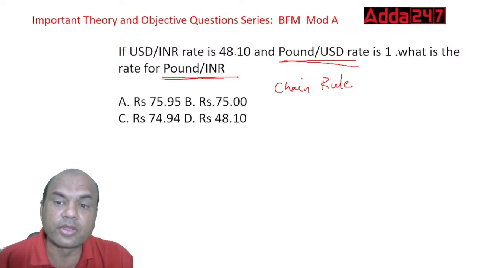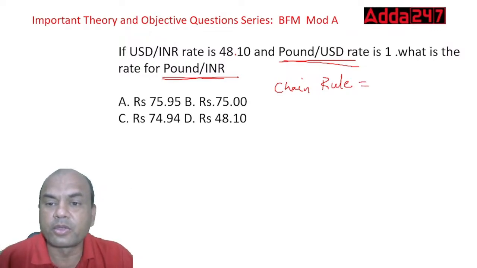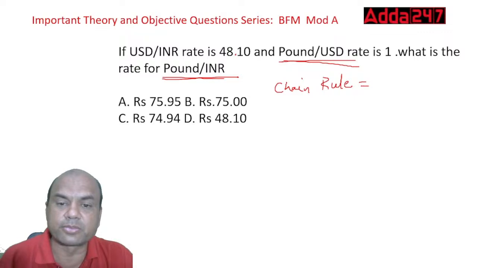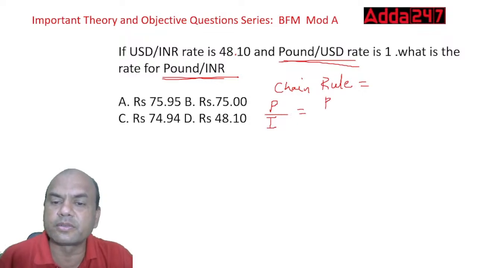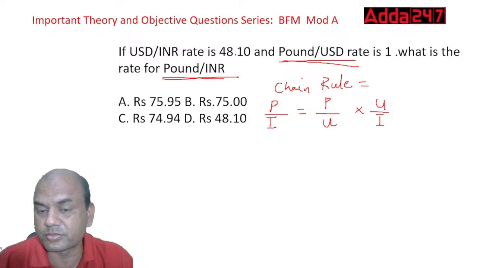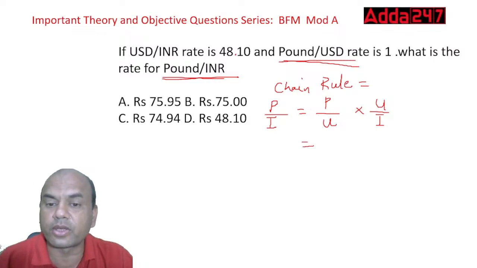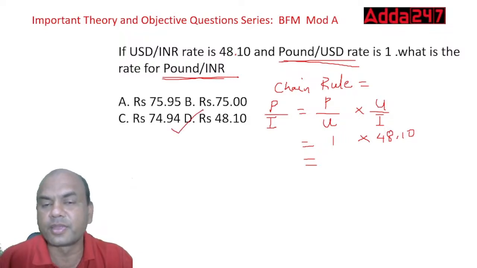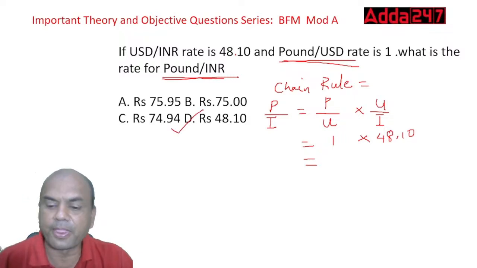What is the chain rule? We use it like this. You have pound to, what do you want? Say this, pound to INR, I'll write it P to I. Let's keep it simple, P to I. So it will be pound to USD into USD to INR. Chain rule, you have studied this in your JAIIB also. So pound to USD rate is 1, so keep it 1 only. USD to INR is 48.10. So your answer will be 1 into 48.10. So D is the answer. Simple one. Next one.